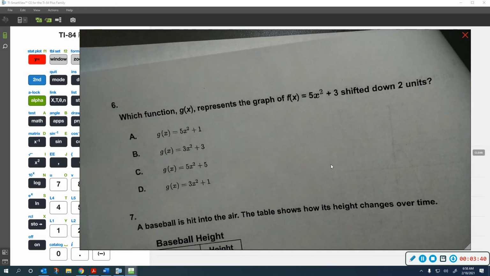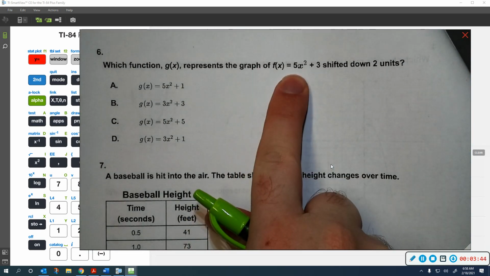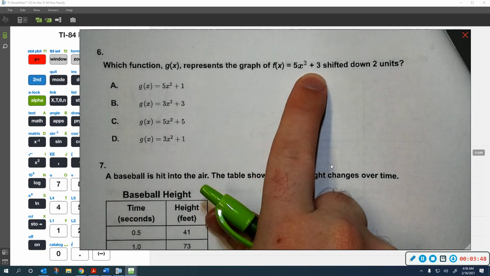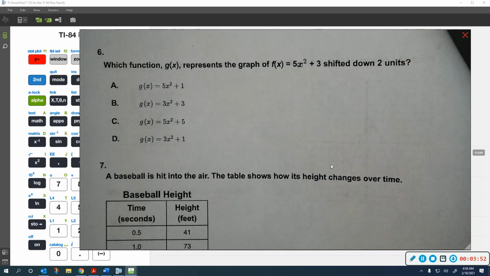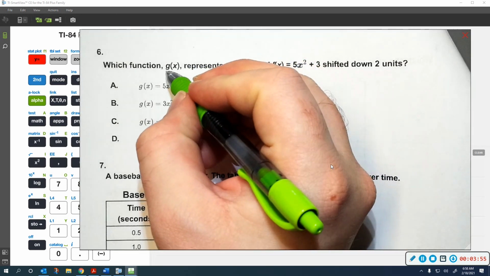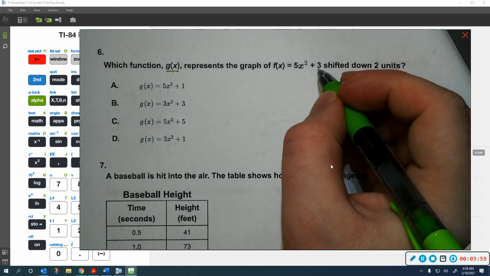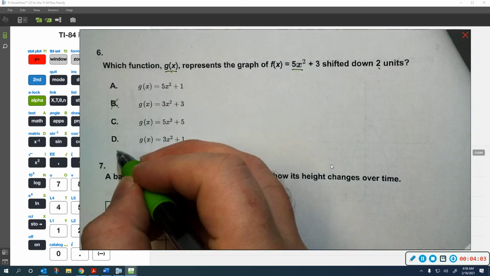Alright, so number 6, which function g of x represents the graph f of x 5x squared plus 3 shifted 2 units down? So, g of x is this graph shifted 2 units down. Well, this has to be the same, so I can go ahead and eliminate B and D.